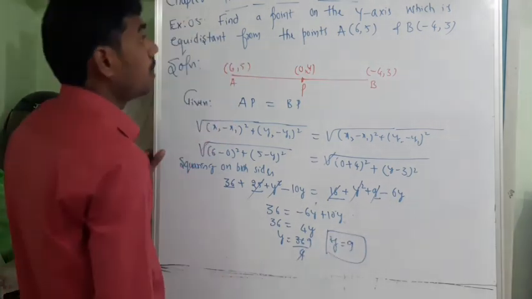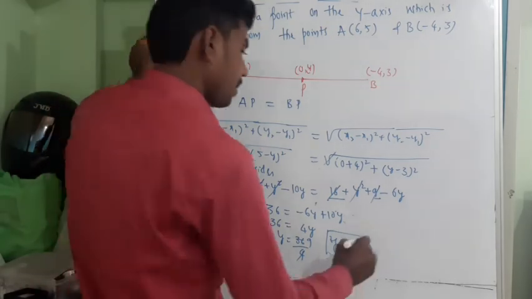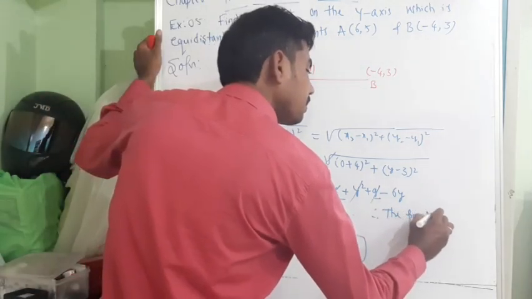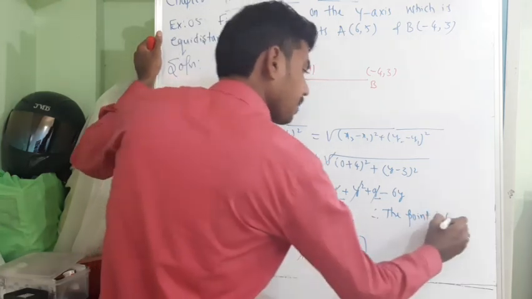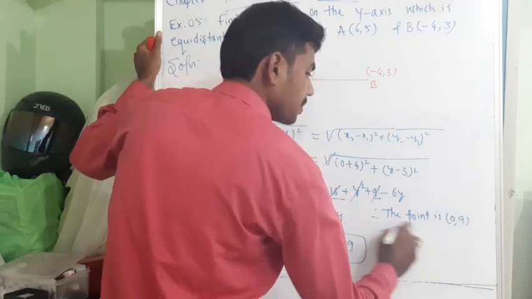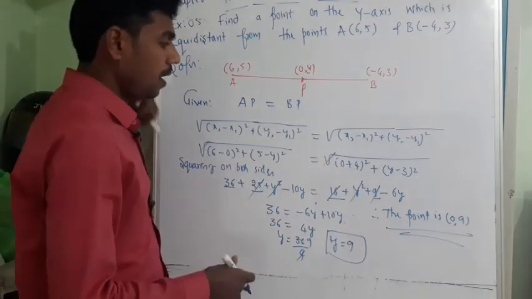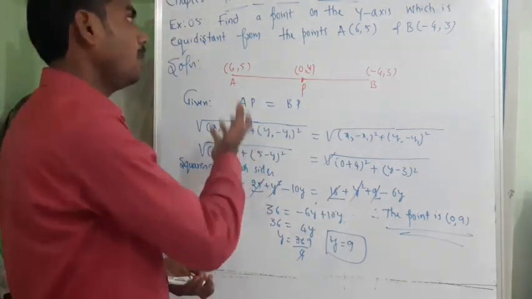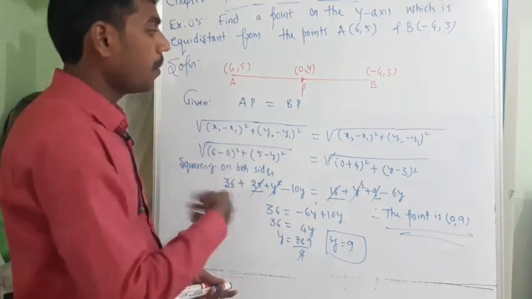Therefore the point is, what is that point? (0, 9). So this is the point. Please note this down, and practice is very important. Try to solve such kinds of problems.